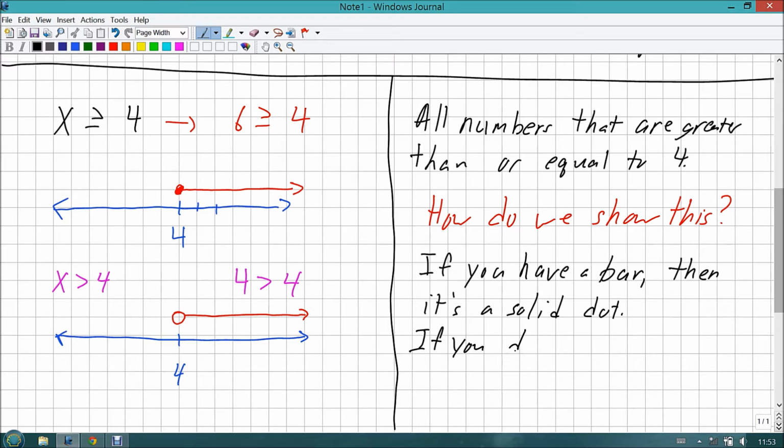If you don't have a bar, then use an open circle. And let's make sure that this apostrophe T looks a little bit better. All right, so if we have a bar, it's solid. If we don't have a bar, it's empty.